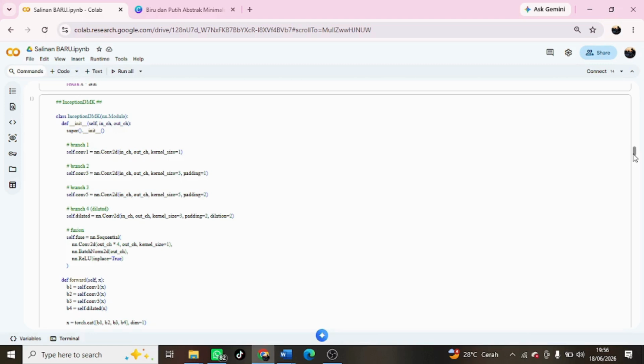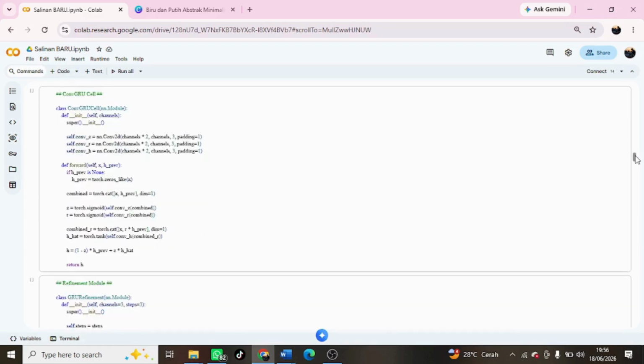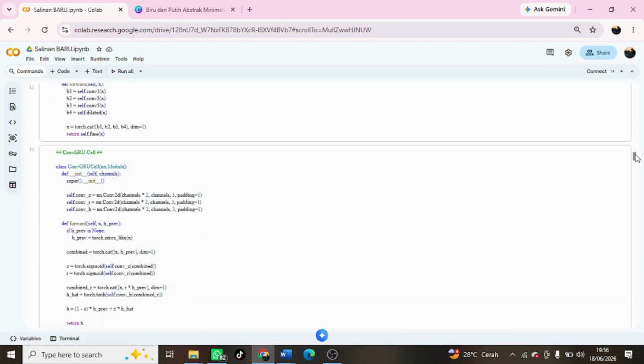After the feature extraction process is complete, the study used conv-GRU cells to perform a stepwise optimization process. Conv-GRU is an extension of the Gated Recurrent Unit, or GRU, designed specifically for spatial data such as images. Unlike standard GRU, which uses fully connected layers, conv-GRU employs convolution layers to preserve the image spatial information.